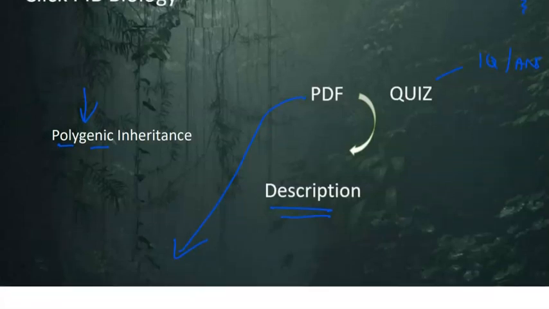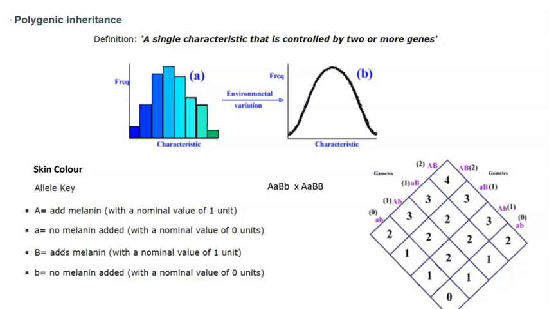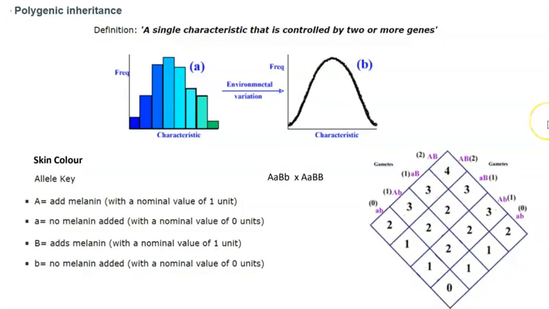So polygenic inheritance is defined as a characteristic that is controlled by two or more genes. It should be said, of course, that those genes actually tend to operate in a different manner to the Mendelian genes that we've already been looking at in our monohybrid genetics crosses as well.